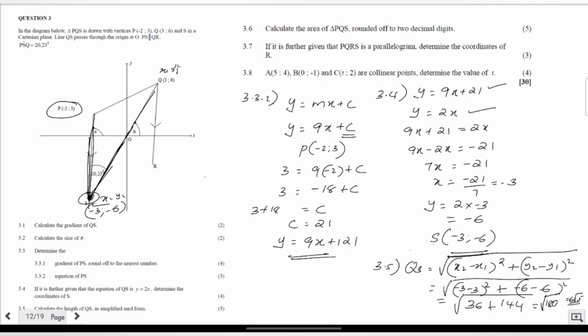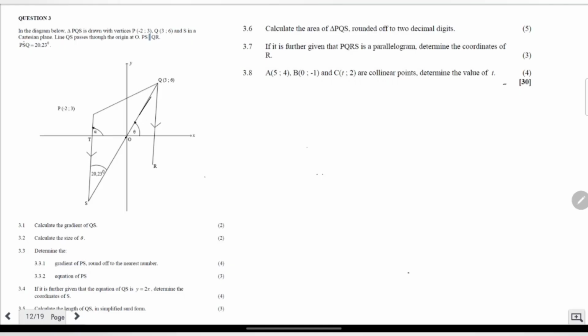Okay, now we move to the next question, 3.6. Let me rub all this. All right, question number 3.6. Calculate the area of triangle PQS. Okay, identify the triangle. Do you see that PQS? This triangle, isn't it? PQS.